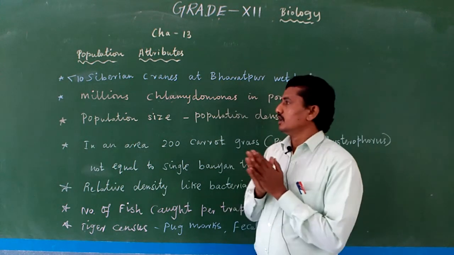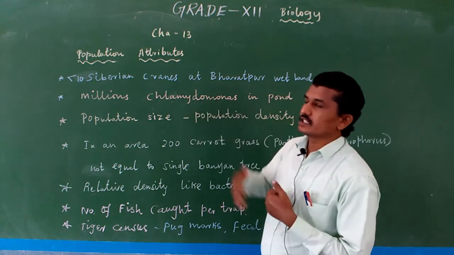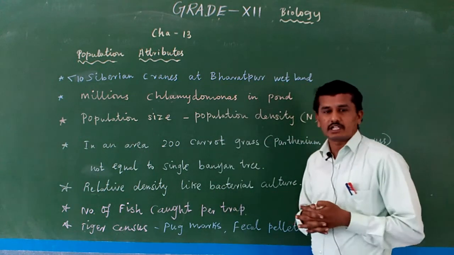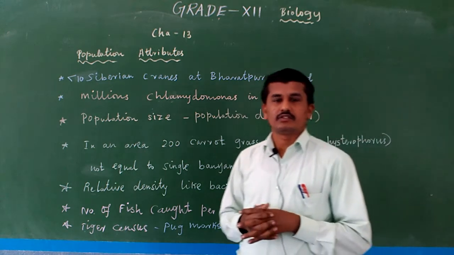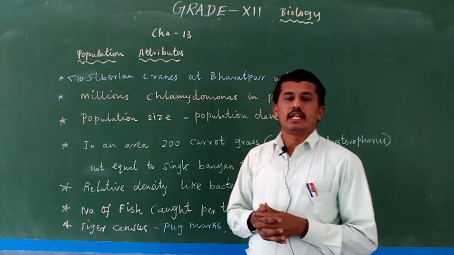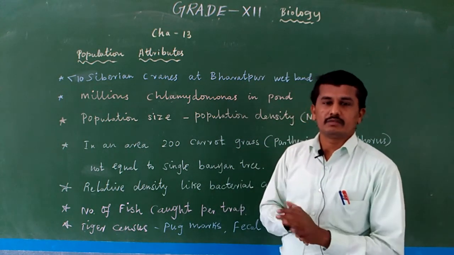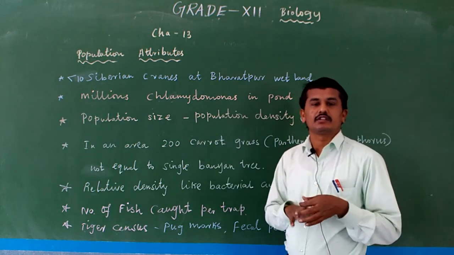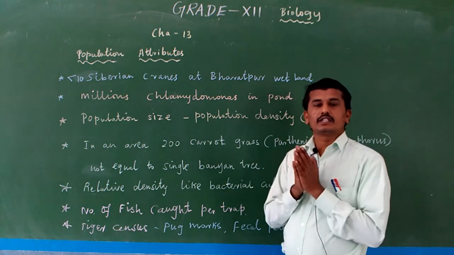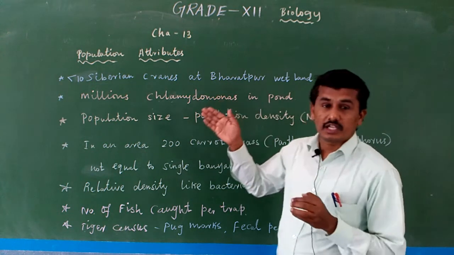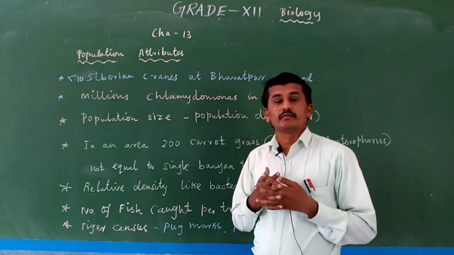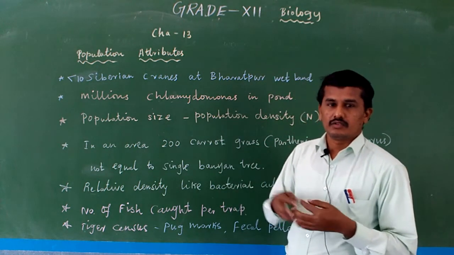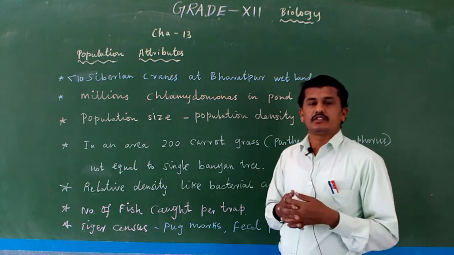For example, Siberian cranes, a bird, are present at Bharatpur wetland. Bharatpur is actually a national park, and in the Bharatpur wetland a large number of Siberian cranes are not present. Only a small number are present. How do we count the Siberian cranes? Even fewer than 10 may be present. So we can count that particular population easily.